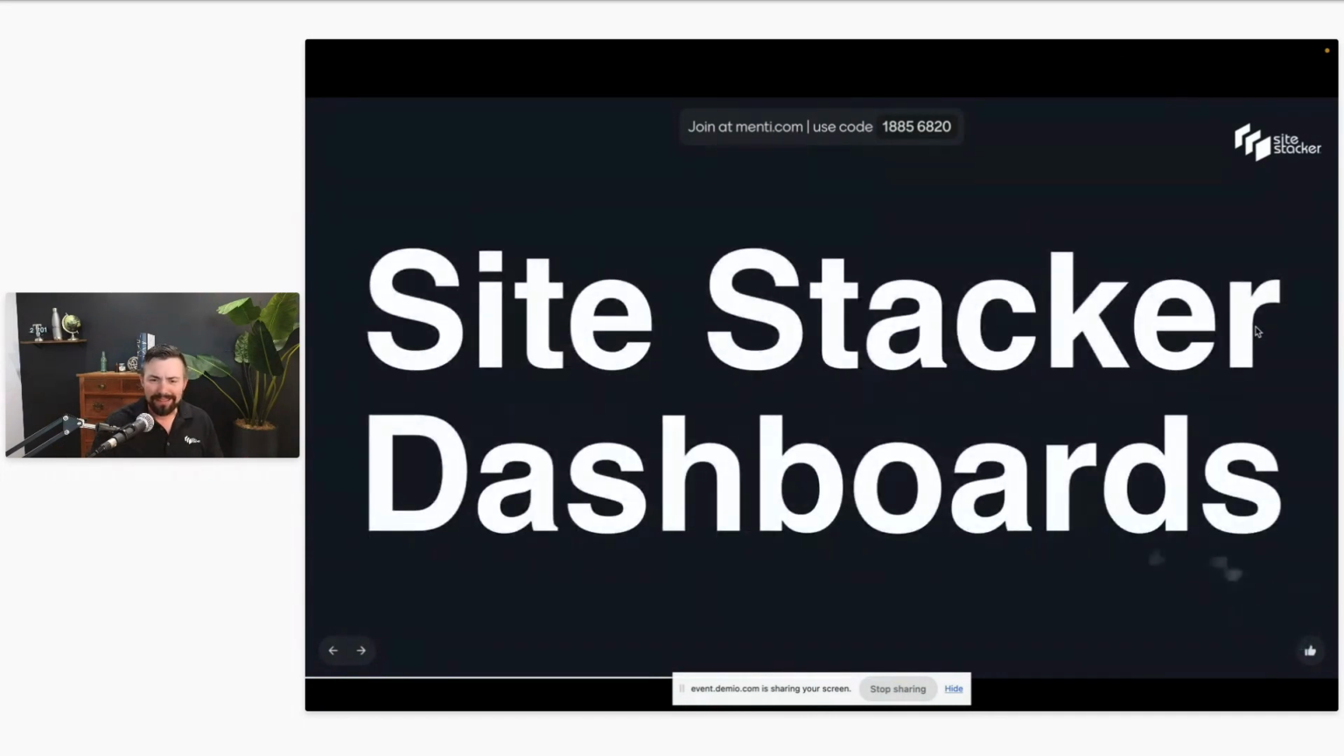So we've got the SiteStacker dashboards. So SiteStacker really approaches this data problem in a handful of ways. One, we really want to enable visualization, charts, graphs, other visual elements that we can see data in a clear and intuitive manner. But there's more to it.